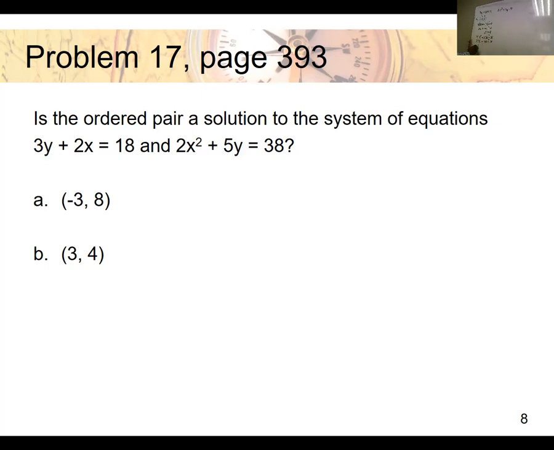Now, 2 times 9 would be 18. And if I add 18 and 40 together, you're going to see I'm going to get 58. And that's not equal to 38. Okay. So the left side and the right side are not the same. So that means that negative 3, 8 is not a solution.